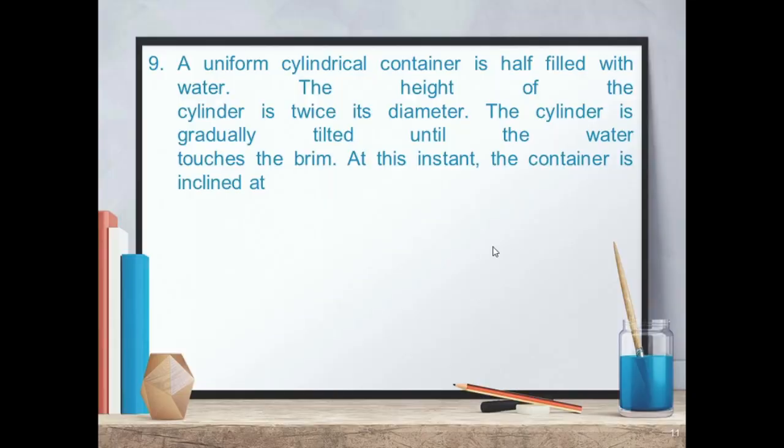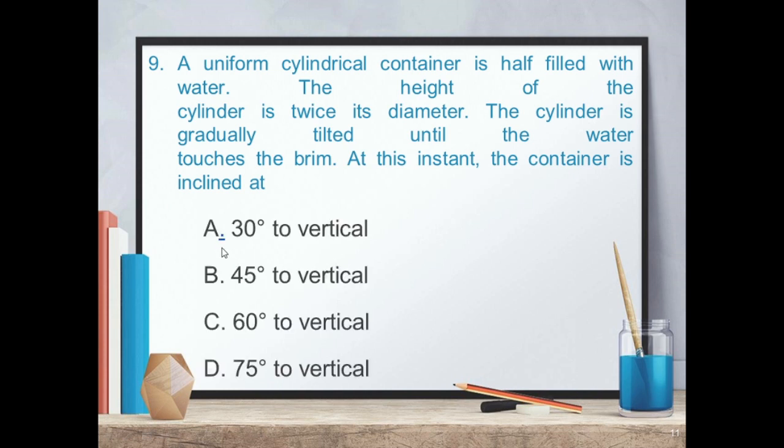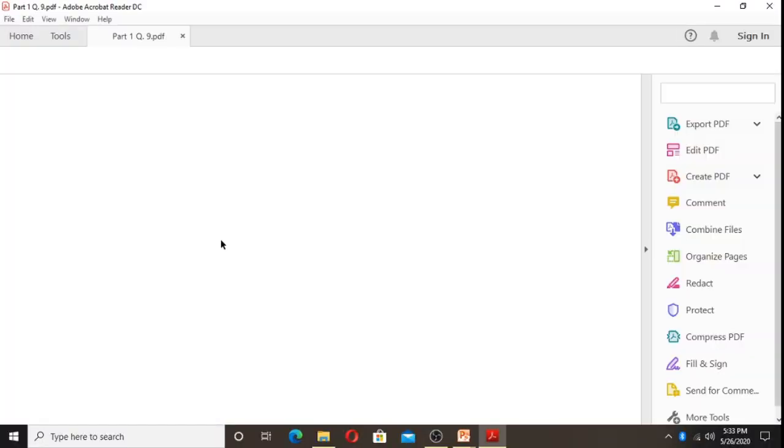Next question is, a uniform cylindrical container is half filled with water. The height of the cylinder is twice its diameter. The cylinder is gradually tilted until the water touches the brim. Brim is nothing but the upper part, top of the container. At this instant, the container is inclined at, the options are 30 degree to vertical, 45 degree to vertical, 60 degree to vertical, and 75 degree to vertical. The correct answer is 30 degree to vertical.